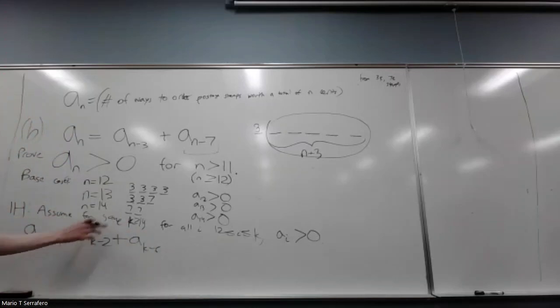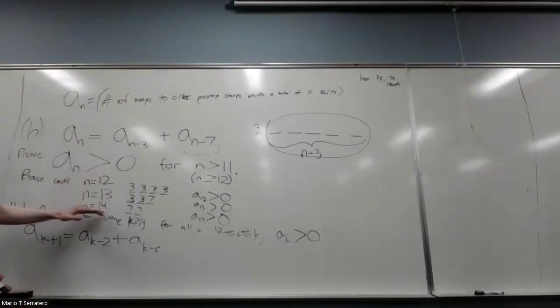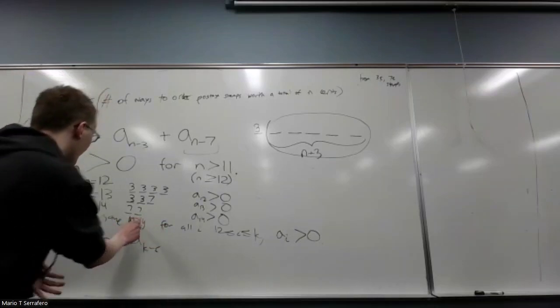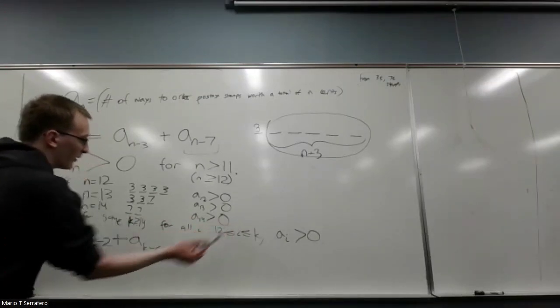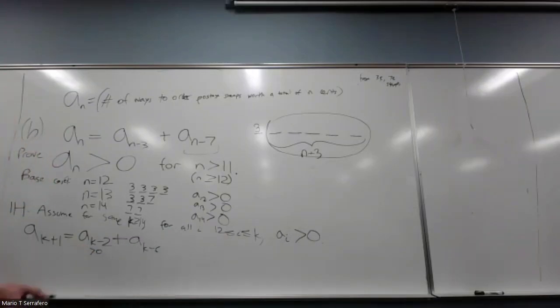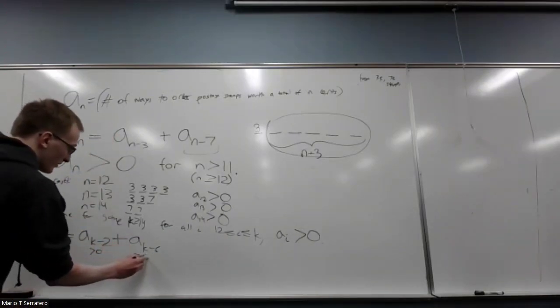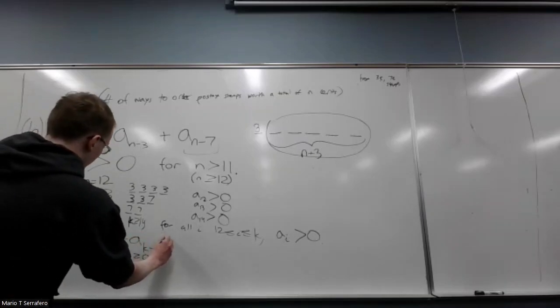So we know A sub K plus 1 is this, and our induction hypothesis is going to tell us that A sub K minus 2 is greater than 0, because we have this extra buffer of at least 2 back from this 14. If K is at least 14, then K minus 2 is at least 12. So we know this A sub K minus 2 is greater than 0. As I said, this is greater than or equal to 0 by the way we define the sequence.